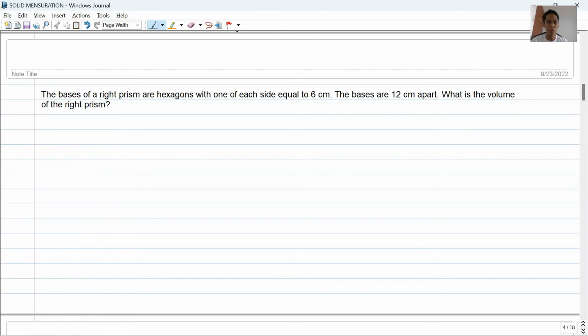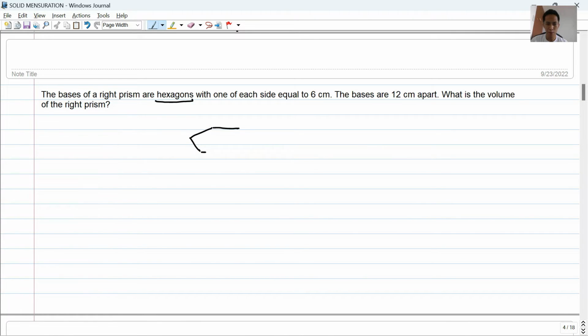So we have here guys our first problem. We have the bases of a right prism are hexagons with each side equal to 6 centimeters. The bases are 12 centimeters apart. What is the volume of the right prism? So yung figure natin, yung base niya is a hexagon. Okay, drawing lang natin guys, no? Hexagon is a six-sided polygon. So here, equal yung sides niya. So you have here a regular polygon. So yung figure natin is like this.